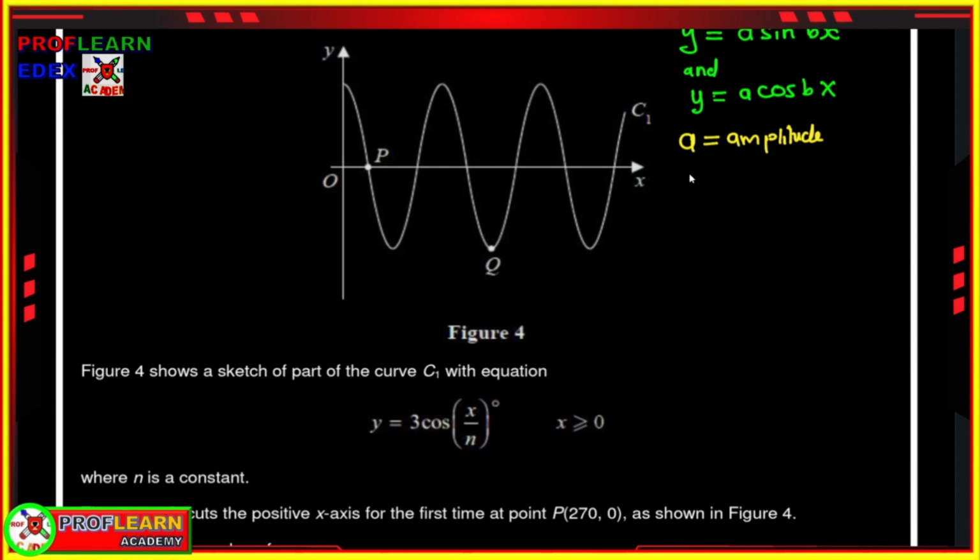And if you are asked to find the period, you are going to say 360 over b, or 2 pi radians over b if the angle was in radians.